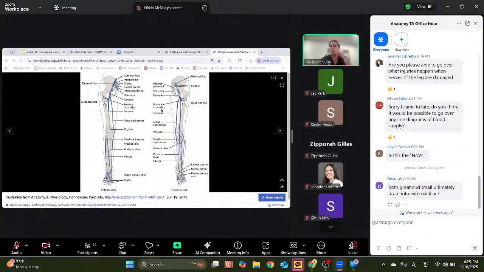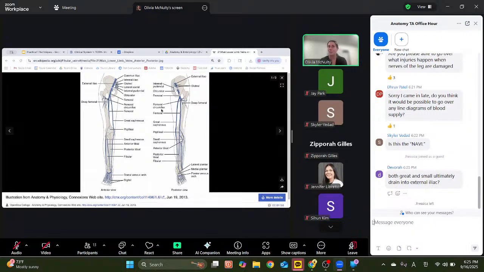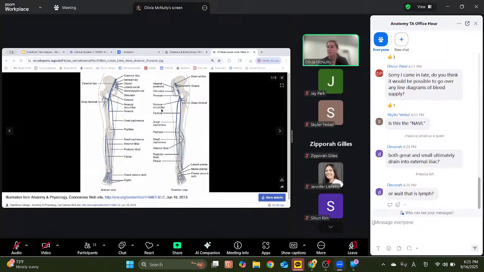Yeah. So as you continue to learn this, your femoral artery comes from your external iliac artery, which will connect into your common iliac artery. You'll learn all of that come abdomen unit, but for completeness' sake, know that your great and small saphenous veins are going to drain into your femoral vein. Or wait, that is lymph.